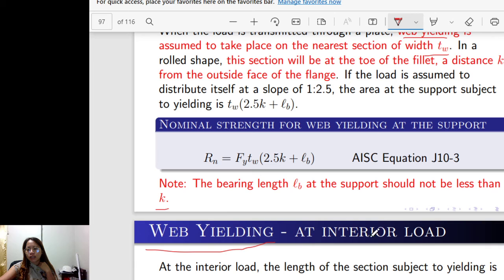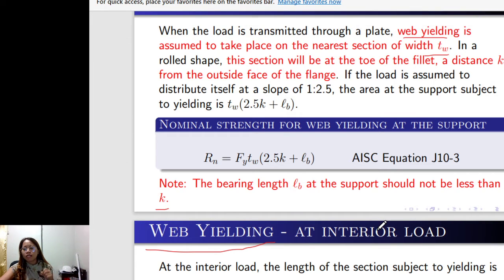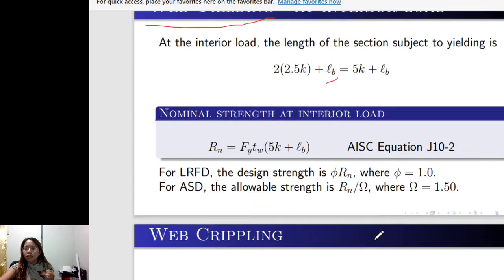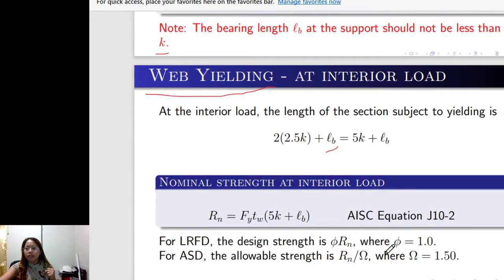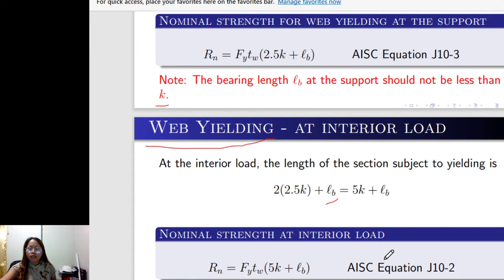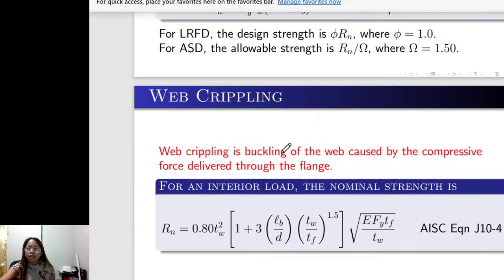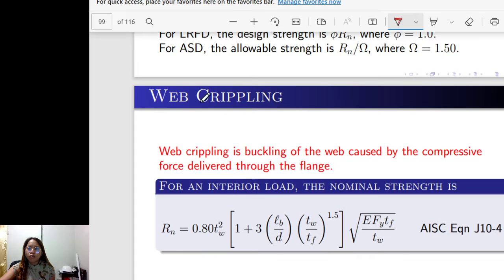Actually, we have three limit states: the web yielding, the web crippling, and the strength of the bearing plate. The next is we'll try to understand the web crippling.